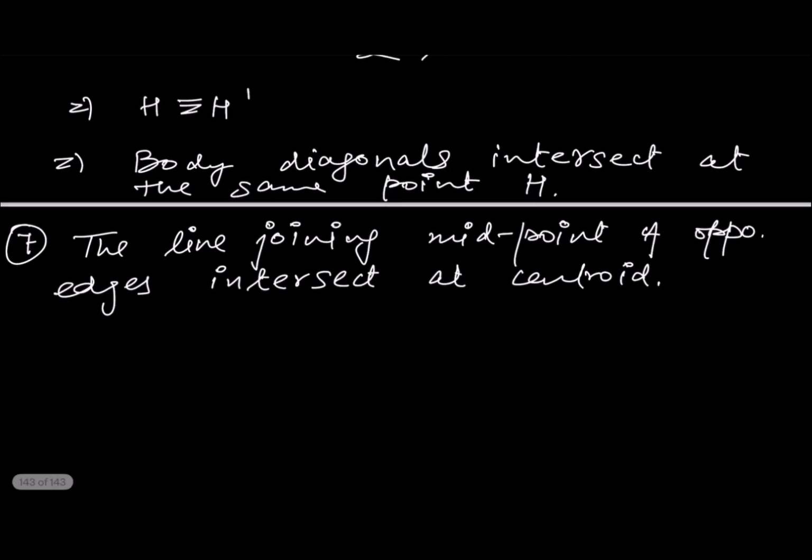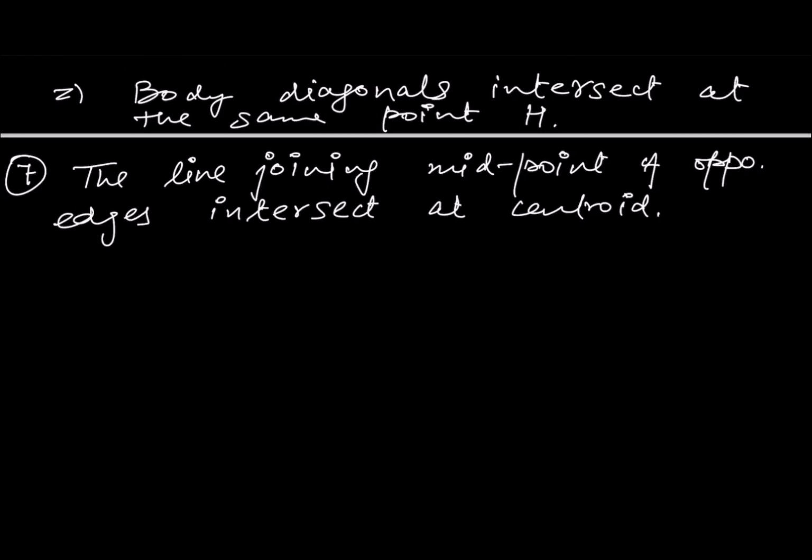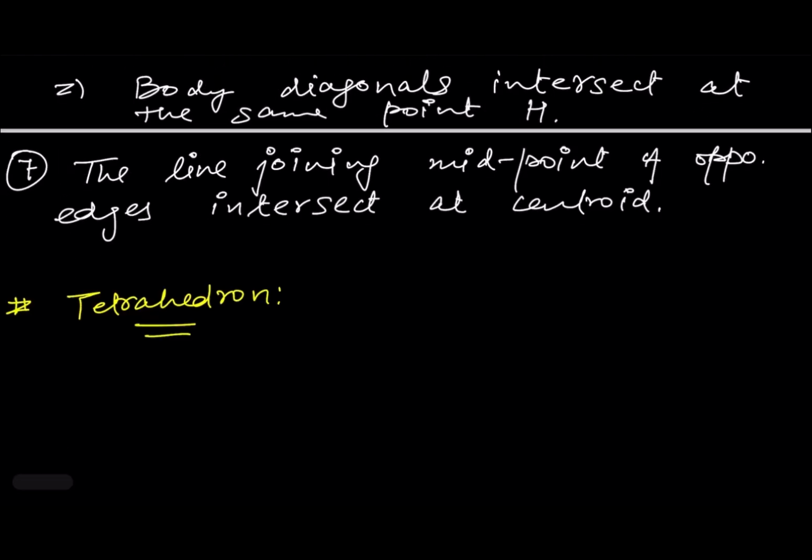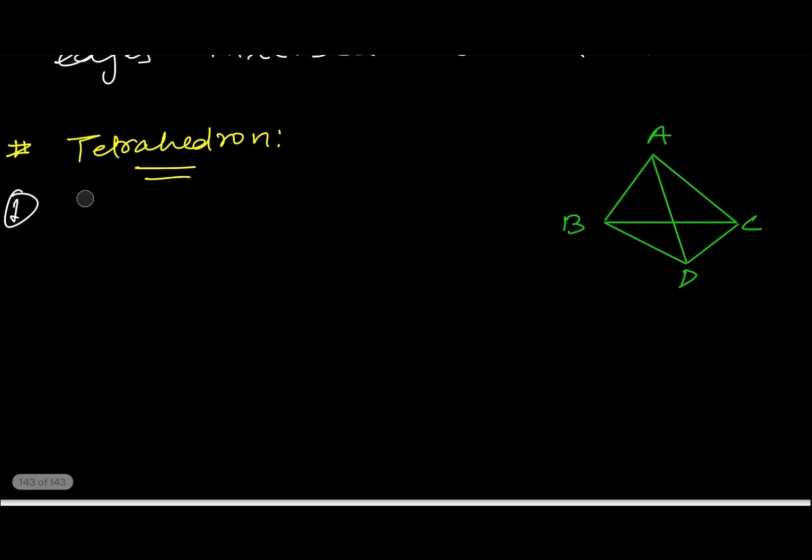Now let us come to the next point, that is the tetrahedron. Let us write down the heading tetrahedron. Let us draw its figure first. Let's say ABCD is a tetrahedron. Now in this we have to make some points. Okay, point number 1 is it is a pyramid.